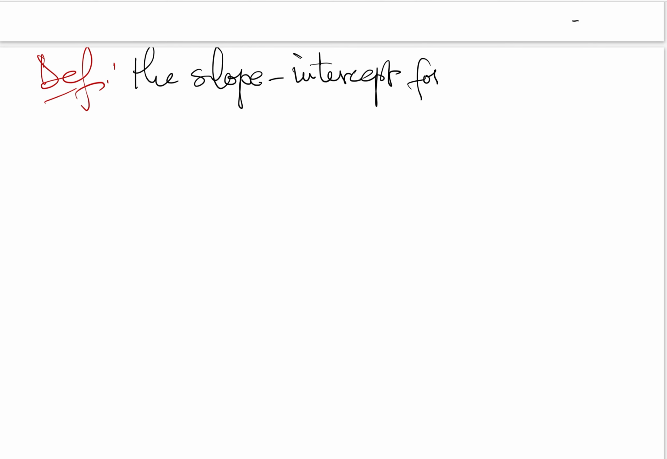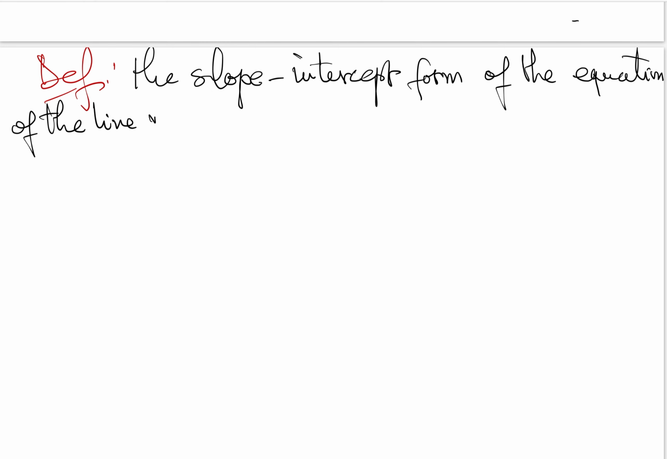So definition. The slope-intercept form of the equation of the line with slope m and y-intercept.